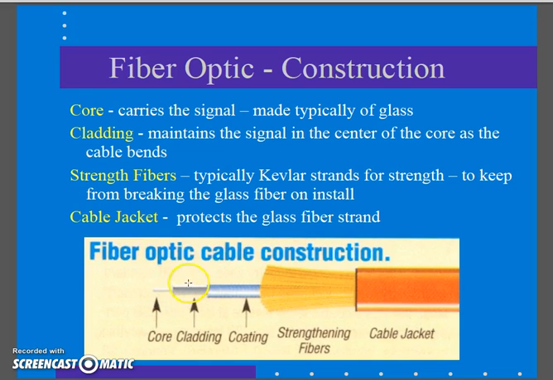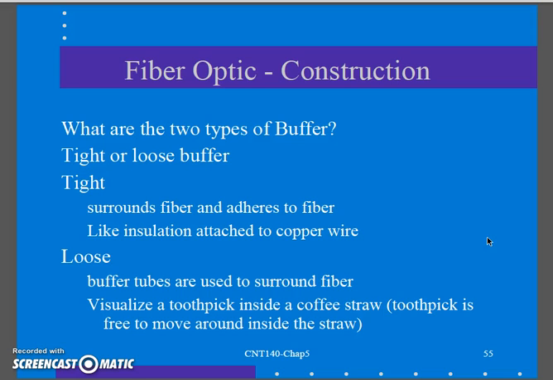And this glass stub that we looked at before is about the size of a human hair. It does come in 2 styles, tight buffer and loose buffer. Tight is where the insulation itself is adhered to the fiber. I would actually need to cut and strip that off.